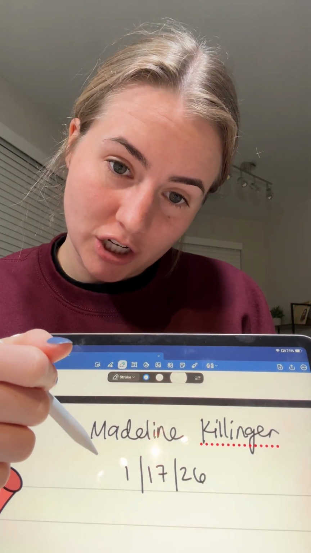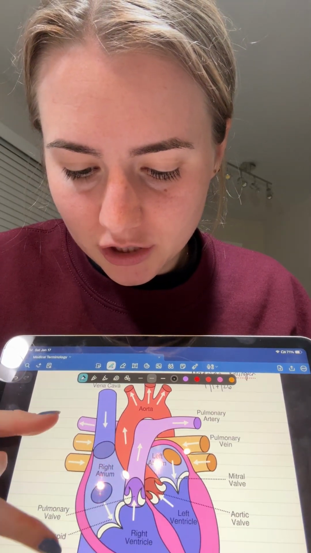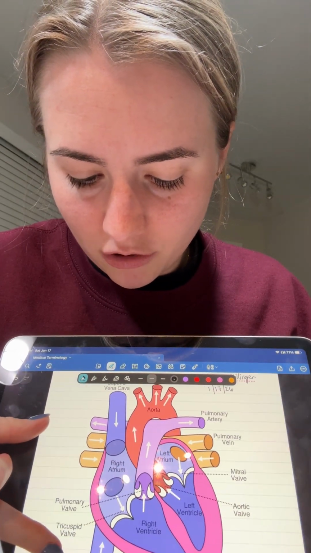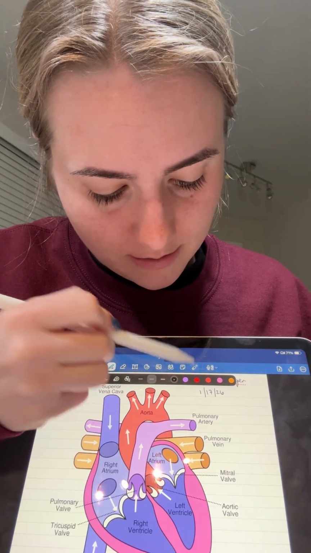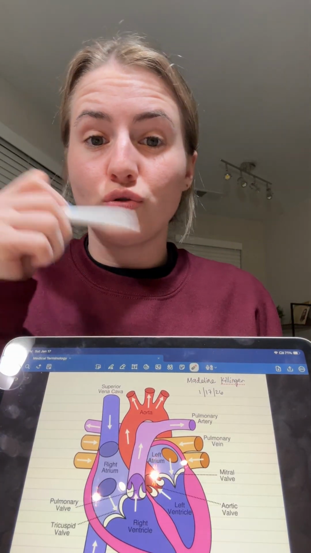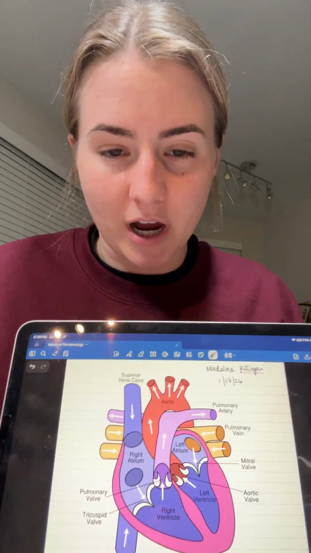Today is January 17th, 2026, and I just found this diagram that I liked of the heart online, but I'm going to show you the course that blood takes through our body.